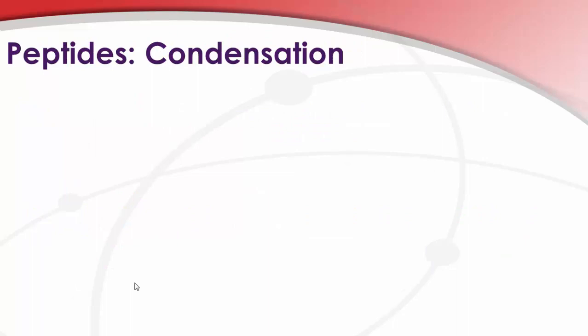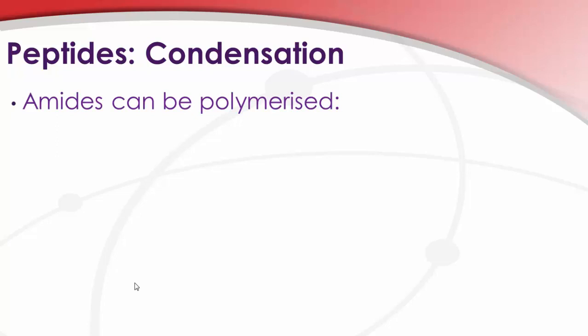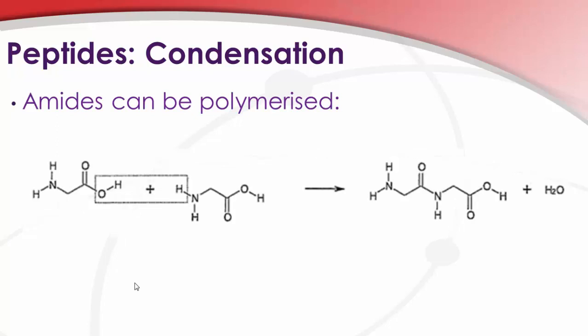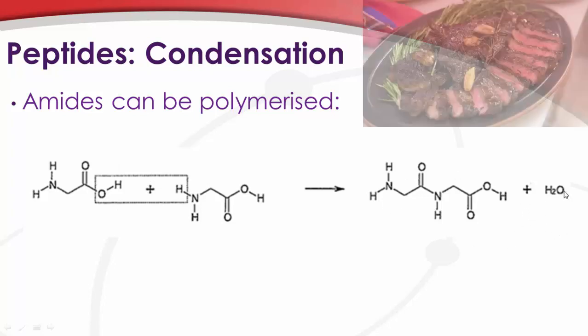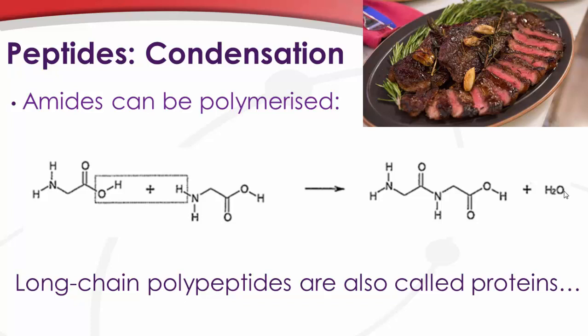So that addition reaction to create polyethylene is one possibility, but we can react amides to produce polyamides in a similar fashion, except in this case, notice that our reaction is a condensation reaction. So one of the products is our macromolecule, and the other is a molecule of water. These long-chain polypeptides are also called proteins, of course.